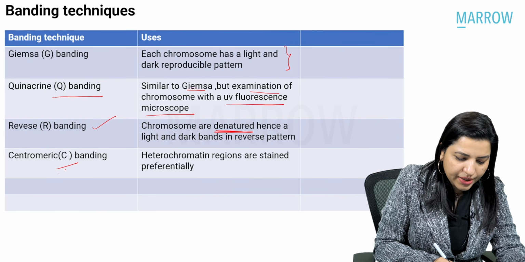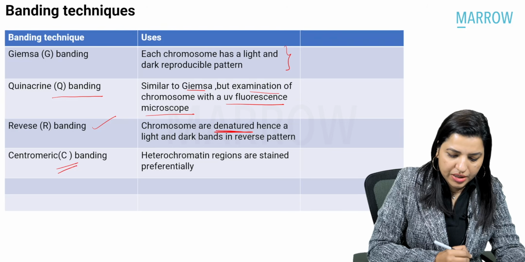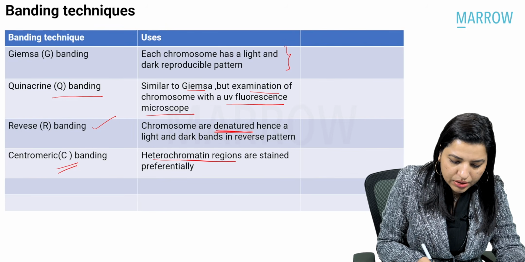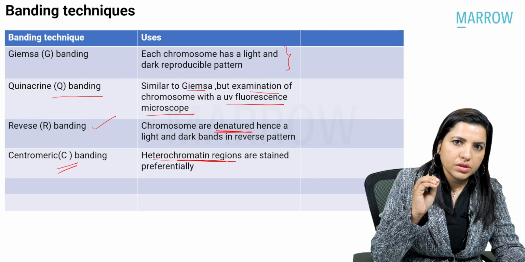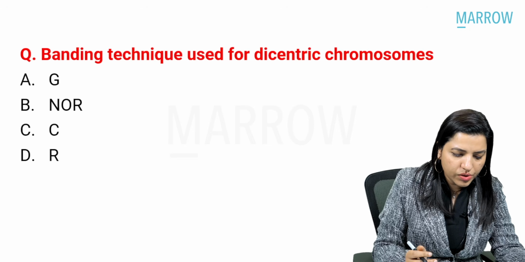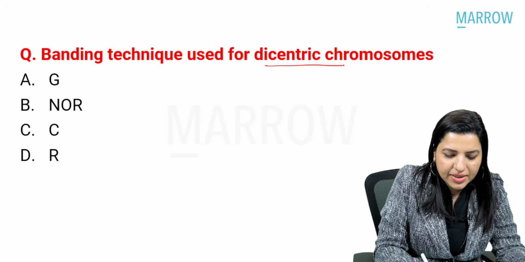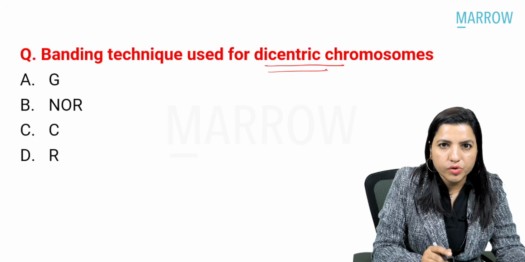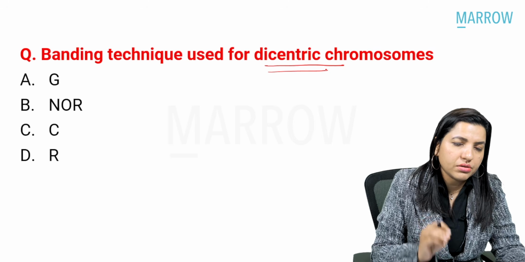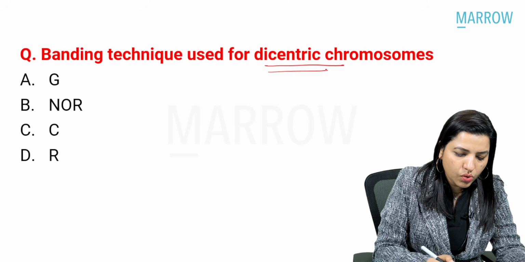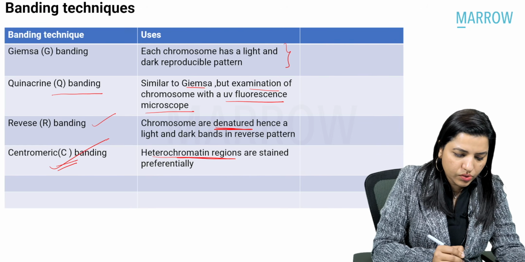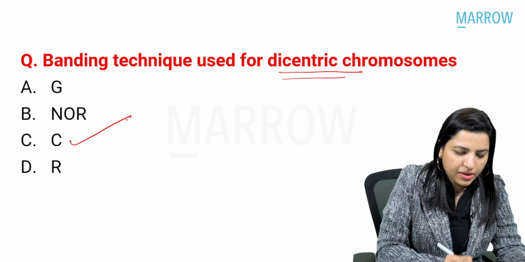Then what is C banding, otherwise called centromeric banding? Centromeric banding is specifically used for heterochromatin regions. So heterochromatin regions are specifically stained, and that is called C banding. So now we'll see the banding used for a dicentric. A dicentric should be a banding technique that we use specifically for heterochromatin regions, which is the centromere. So the answer here is centromeric banding. So the answer is C banding.